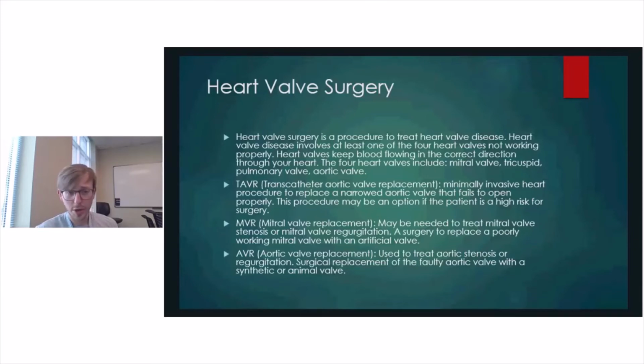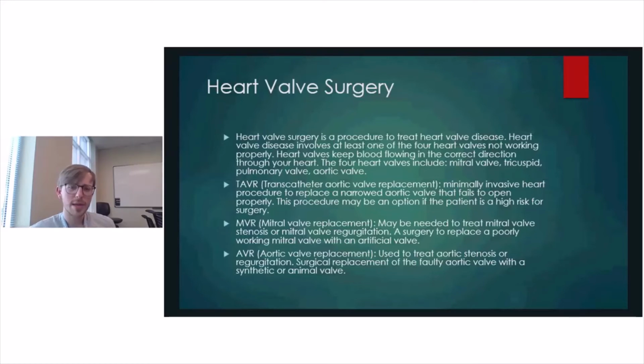So first one we're going to go over is actually one of the newer things that we're doing here at Atrium Health Cabarrus. It's called a TAVR. It's called a transcatheter aortic valve replacement. The definition is a minimally invasive heart procedure to replace a narrowed aortic valve that fails to open properly.